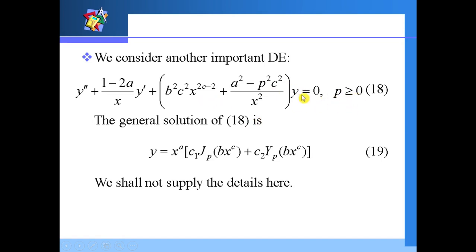Now for p greater than or equal to 0, this equation becomes the 18th equation of our topic. The general solution of the 18th equation is important: y is equal to x to the power a, bracket start, c1 J_p(b x to the power c) plus c2 Y_p(b x to the power c), bracket end. This form becomes equation 19. We shall not supply the details here.